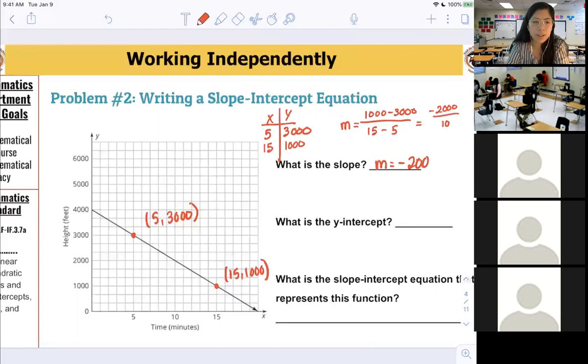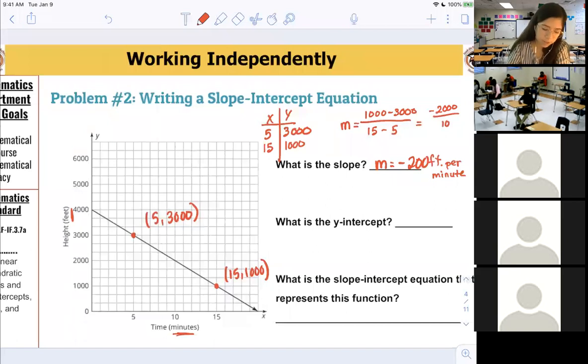And what are my units here? Can anyone tell me what the units would be? Feet per minute. Very good. Again, you take a look at the units that they tell you on the x and the y axis. So this is feet per minute.